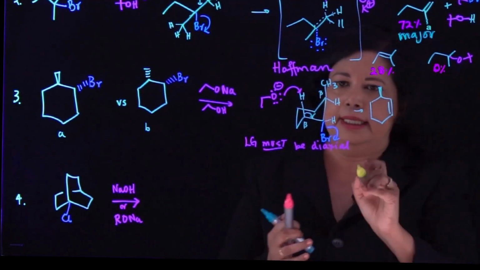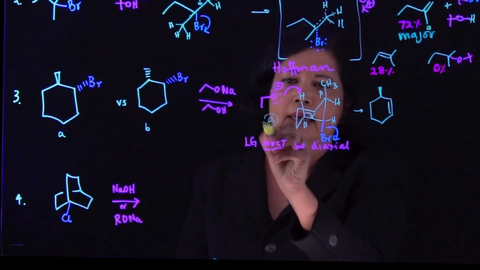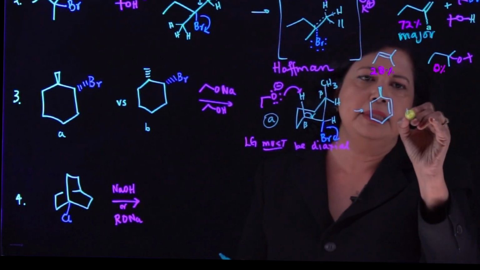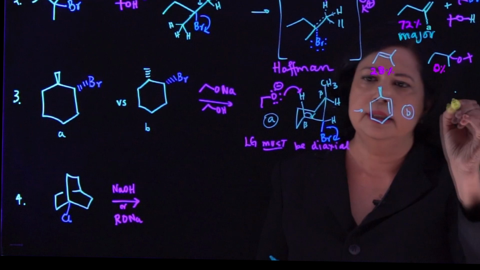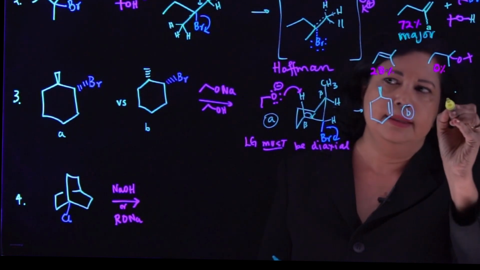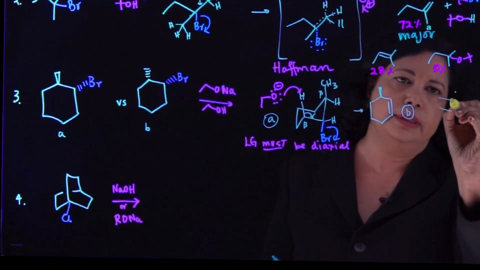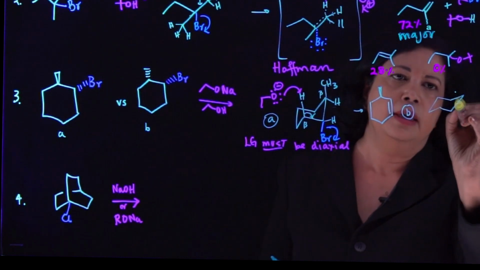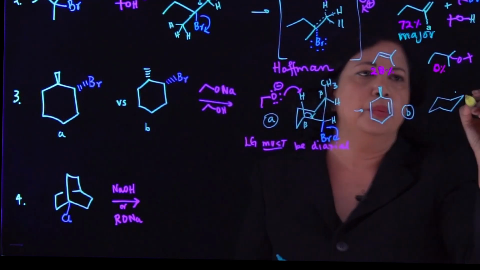Let's look at B. So this is your A. And let's look at B. What happens in B? Let's draw out B. So if you draw the B out for this molecule, again your methyl is down and your bromide is down.